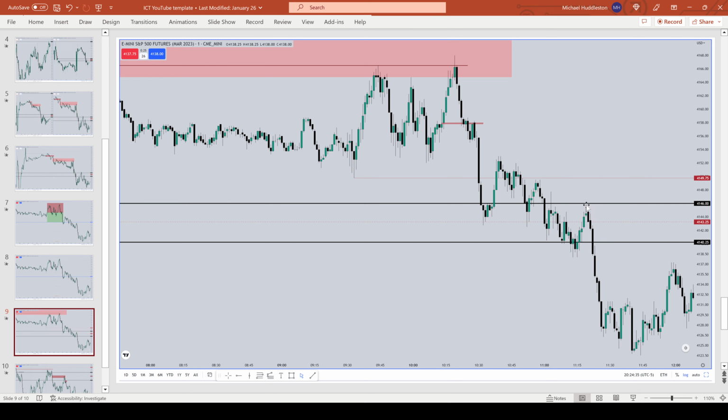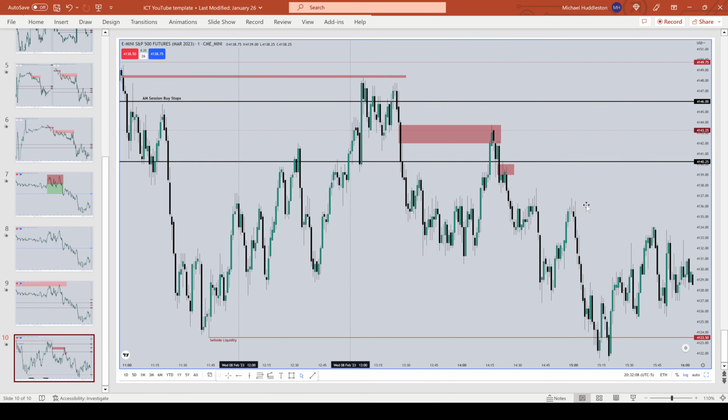They don't want to see their high taken out. Even though they have their stop loss there, they don't think that's going to happen. Well, ring in the lunch hour. Here's the noon hour beginning. That's that short-term high. I said we're not interested in that. We're looking at that high here. So this high has AM session buy stops.